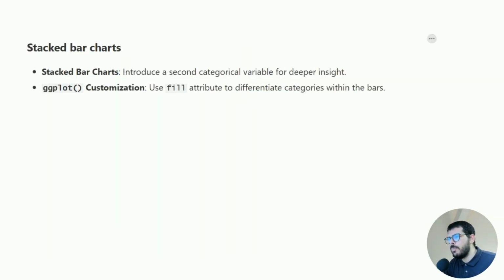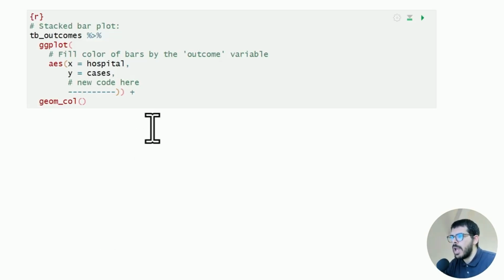Next, we will learn more about stacked bar charts, which allow us to introduce a second categorical variable in our plot, which gives us deeper insights. In the previous code, we have x mapped to hospital and y mapped to cases. Now we have to add another categorical variable, another dimension to visualize. And in our case here, we are going to use the outcome column as a third variable.